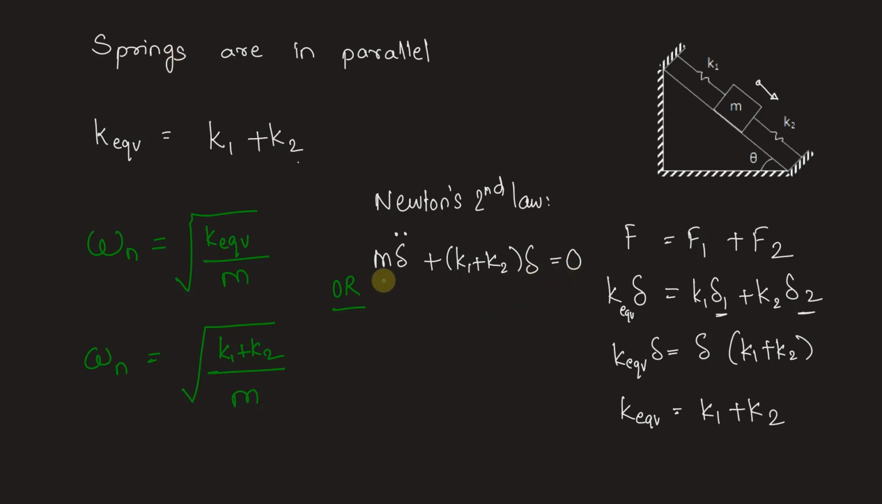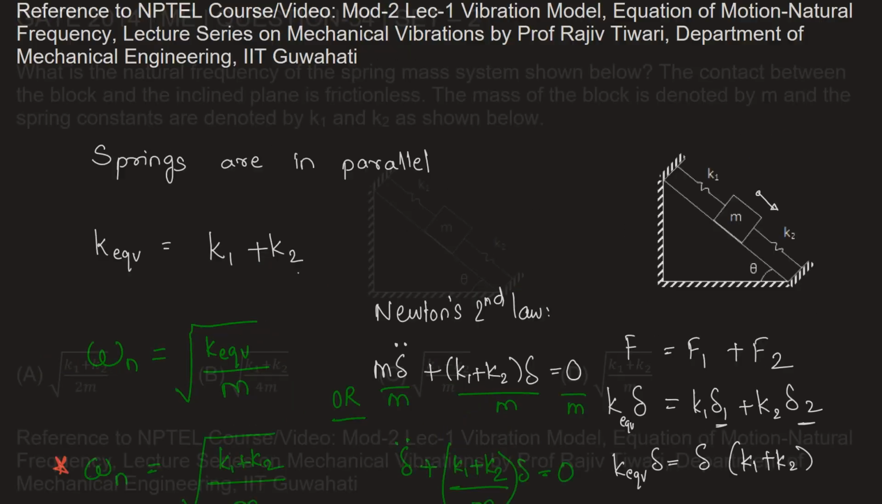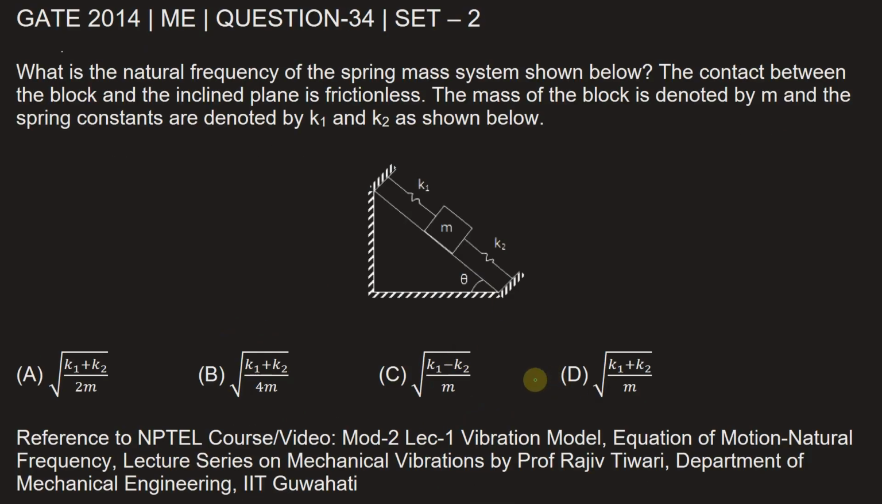Now we can divide the complete equation by m. So we have delta double dot plus K1 plus K2 by m into delta equal to 0. You can compare this equation to delta double dot plus omega n square delta equal to 0. And when we compare these two, we have omega n as under root K1 plus K2 by m. Same answer. Let's go back and mark the correct option. Answer is given in option D. Under root K1 plus K2 by m is the natural frequency of this spring mass system.